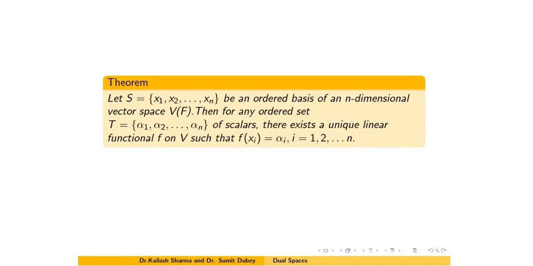Again a theorem: let S be the set containing vectors x1, x2, so on up to xn. Let it be an ordered basis of an n-dimensional vector space V(F). Then, for any ordered set T containing scalars α1, α2, so on up to αn, there exists a unique linear functional f on V such that f(xi) = αi, i from 1 so on up to n.